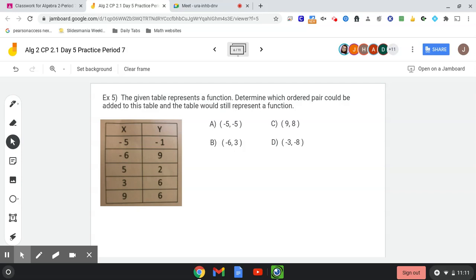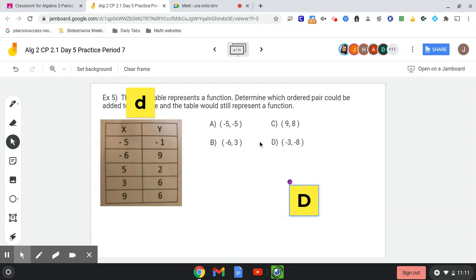So throw up, oh, the kitty cat. Hey, Jack. Throw up what ordered pair you think would be the correct answer. Which one could be added to this table and it still represents a function? Excellent. Right? It's a good answer to me. Hopefully everybody else is going to throw theirs up too. I don't know if there's more coming.